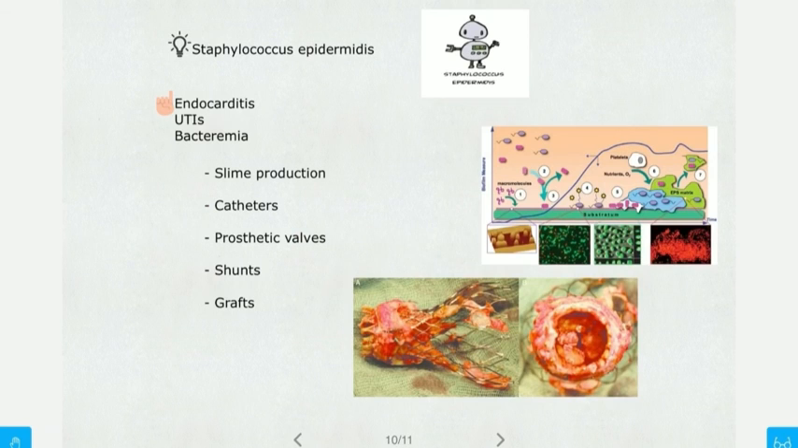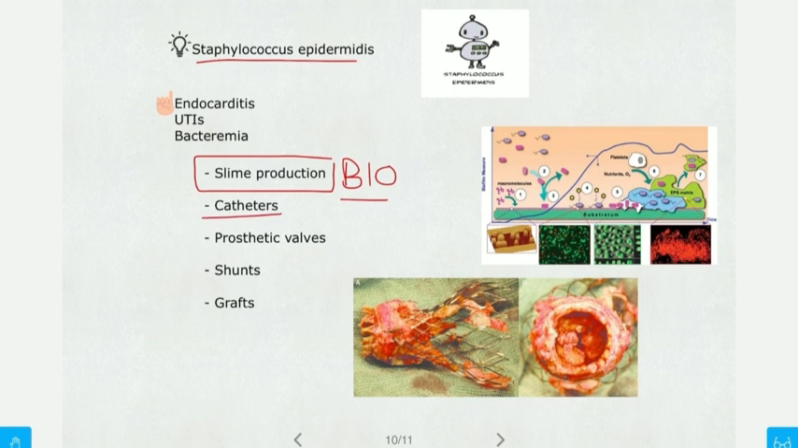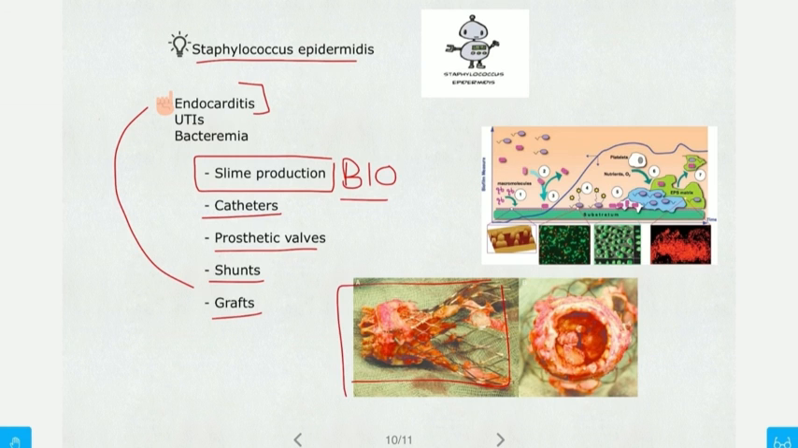The second microorganism we'll talk about is Staphylococcus epidermidis. Now, the number one thing that I want you to remember is that it has the ability to produce slime, or what we call biofilm. And this biofilm will allow it to adhere to foreign substances or surfaces such as catheters, prosthetic valves, shunts, and grafts. And this is why you find it usually causing endocarditis in patients who have a prosthetic valve or a transcatheter, as in this case. And an additional thing to note is that this biofilm will protect it from phagocytosis as well as the inhibition by antibiotics.